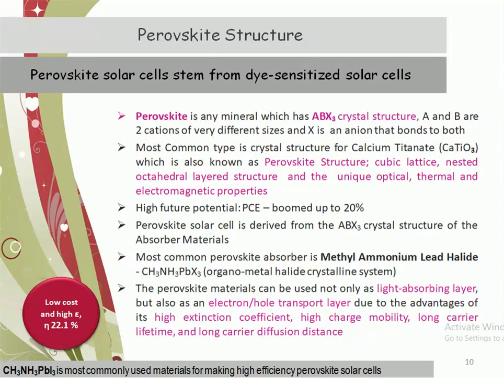The perovskite material can be used not only as a light absorbing layer, that is the absorber, but also as an electron or hole transporting layer, due to the advantages of its high molar extinction coefficient and high charge mobility, low carrier lifetime and longer carrier diffusion distance. And that's about the perovskite structure.